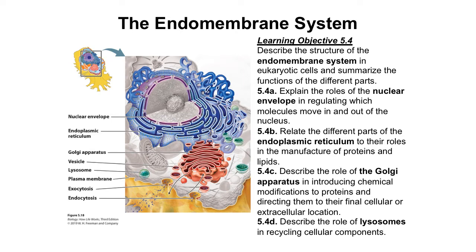So the first sub-objective in 5.4 is to explain the roles of the nuclear envelope in regulating which molecules move in and out of the nucleus. The second is to relate the different parts of the endoplasmic reticulum to their roles in the manufacture of proteins and lipids. The third is to describe the roles of the Golgi apparatus in introducing chemical modifications to proteins and directing them to their final cellular or extracellular location. And the fourth in this part A section is to describe the role of lysosomes in recycling cellular components.